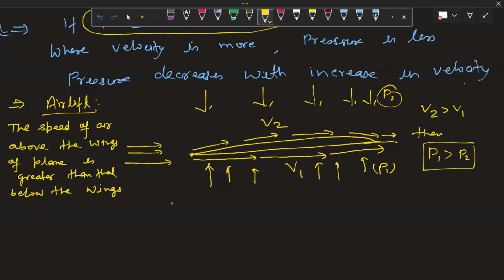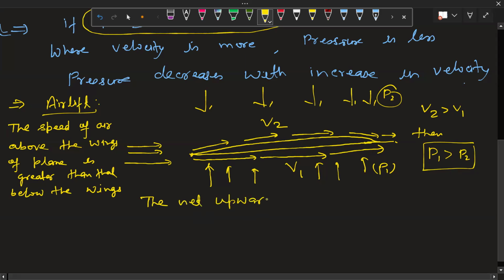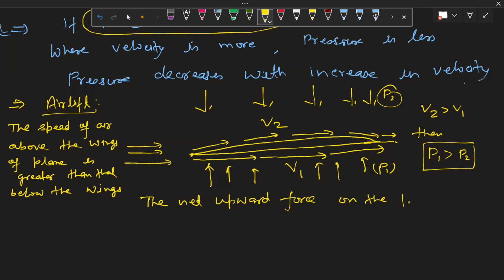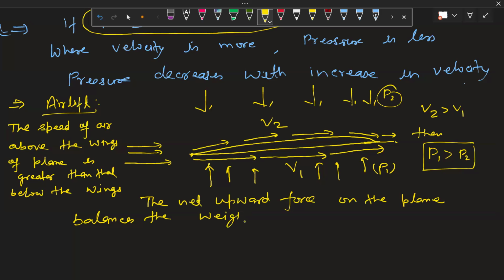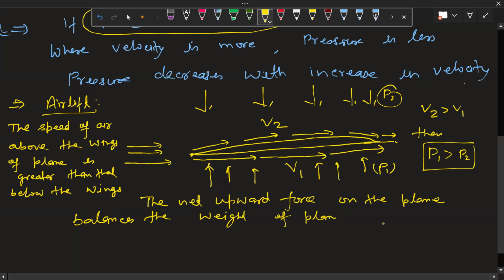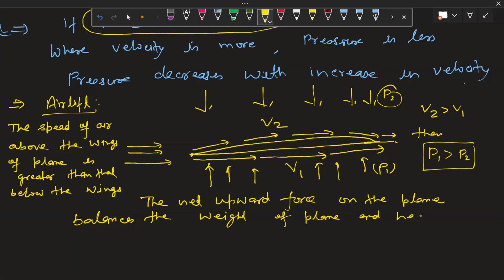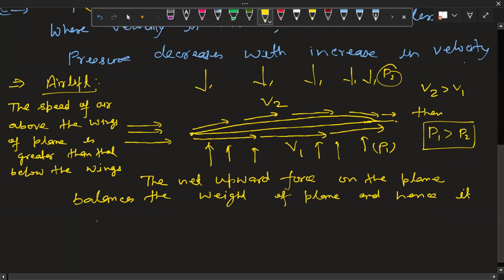Understood? Understood. So we can say that net upward force on the plane balances the weight of plane, and hence it can fly horizontally in the sky. Please write this, Neil, and understand also.